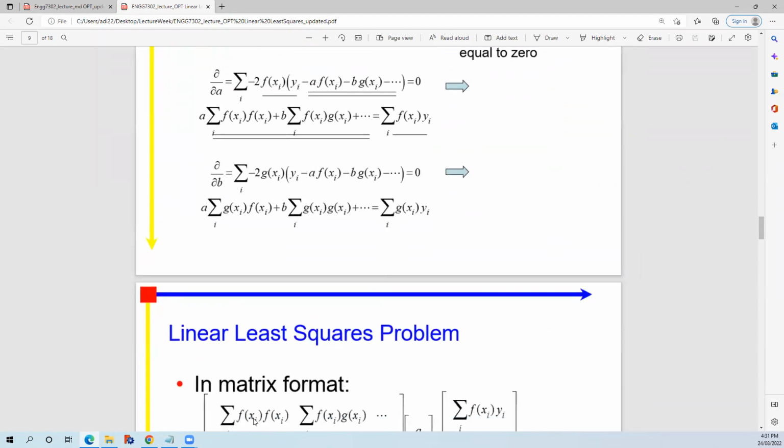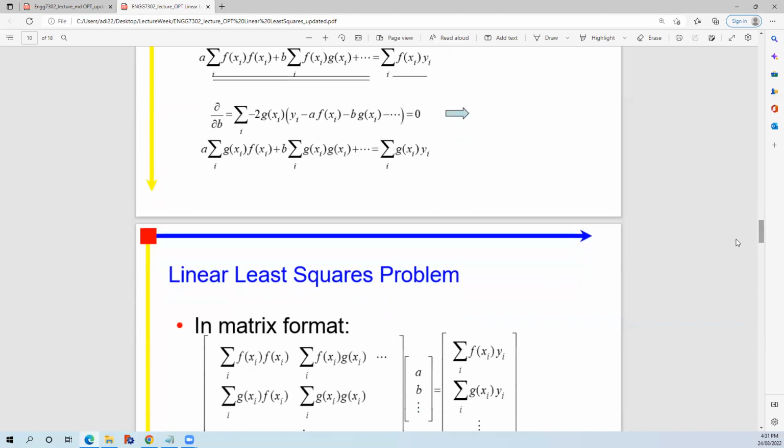Okay, so the first line in the matrix is just this part, f of x times f of x, and then times a. So you have a here, then this term here, which is this term here, times b, etc. The second line is then this term here times a, and then this term here, which is here, times b, etc. So now we are rewriting this set of equations in a matrix format, which gives the same thing if you multiply out, right? And on the right side, these values are just rewritten here in vector form.